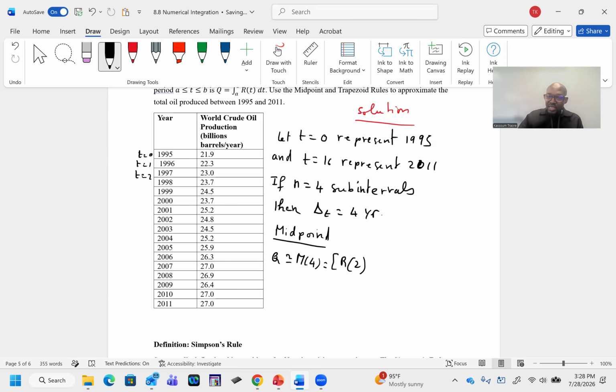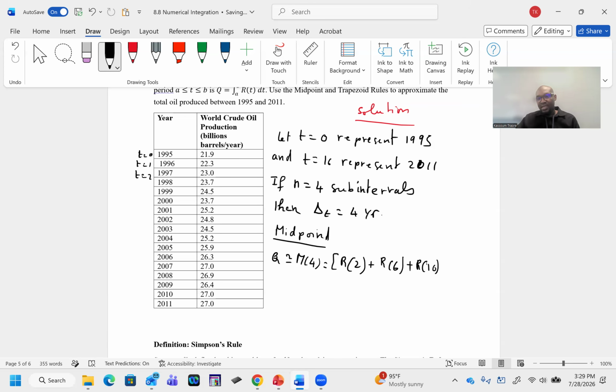Because n is 4. So if n is 4, the first one would be from t is equal to 0 to t is equal to 4. So you take 0 plus 4 is 4 divided by 2 is 2. So R of 2 will become what? Again, 23.0 plus, the next one would be from t is 4 to t is 8. 8 plus 4 is 12 divided by 2 is 6. So R of 6 plus R of 10.